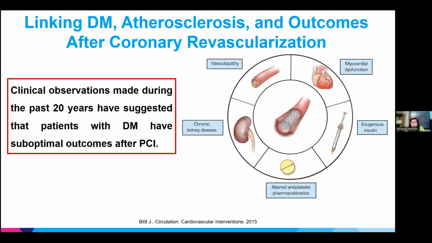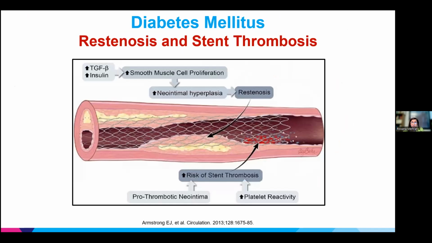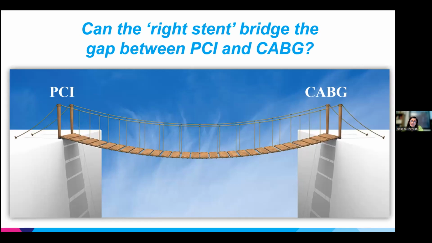And I think if you think about this, we have to be imagining that so much is going on that we need to think about the patient as a whole, and that diabetes has effects on the kidney and on the inflammatory process and even on myocardial dysfunction on its own. And of course, restenosis and stent thrombosis, which are the two very important issues for patients who have stents, is something for us to absolutely think about because of the rates of restenosis and stent thrombosis being higher in our patients with diabetes.